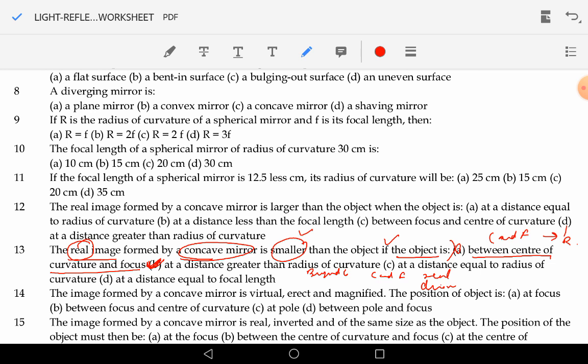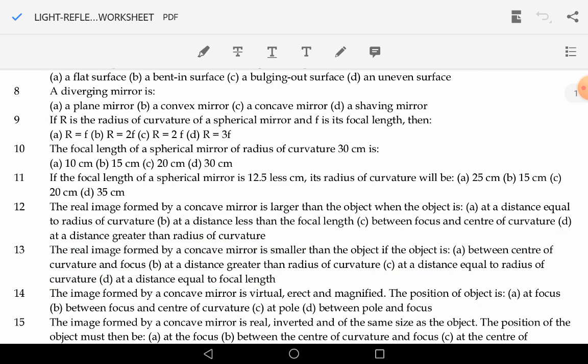Let us have a look at C as well. At a distance equal to radius of curvature, this is wrong because though the image is real, the image size is equal to the object size. So it is wrong. And at a distance equal to focal length. Now focal length means you are keeping the object at focus. The image is real, but in this case, the image is highly magnified. It's not small. So D is also wrong. So as per our calculation, option B is the correct answer in this case.